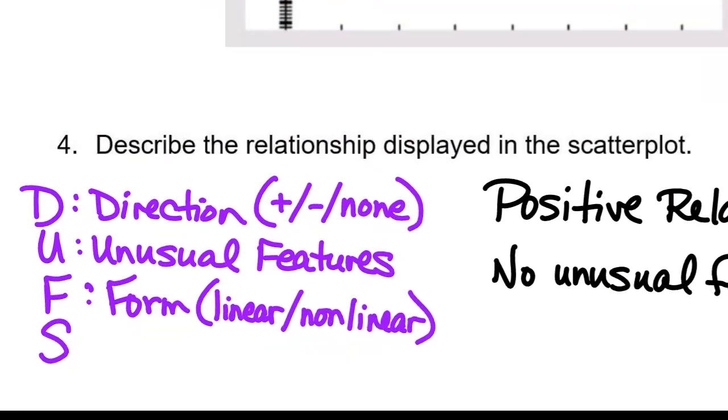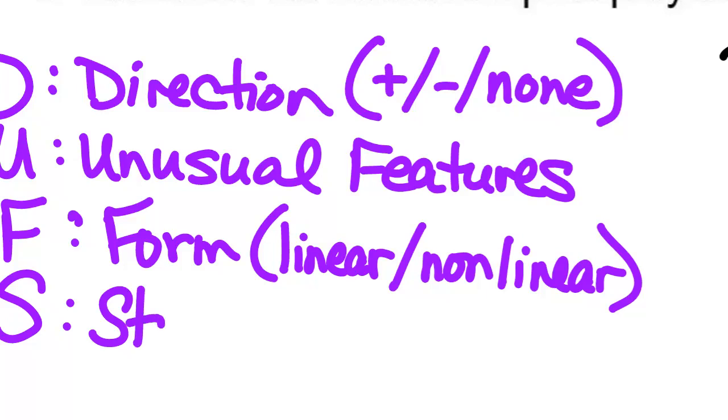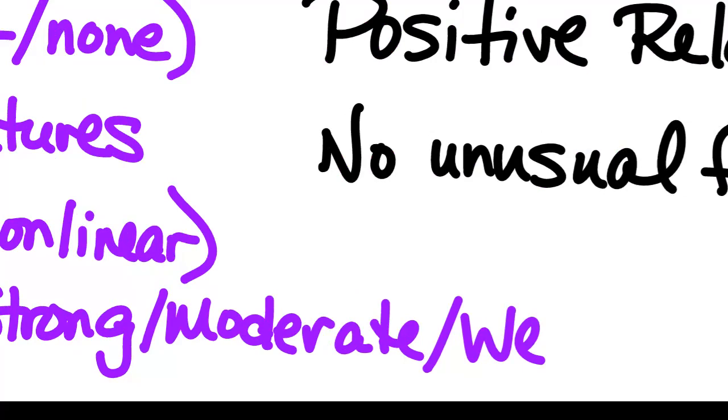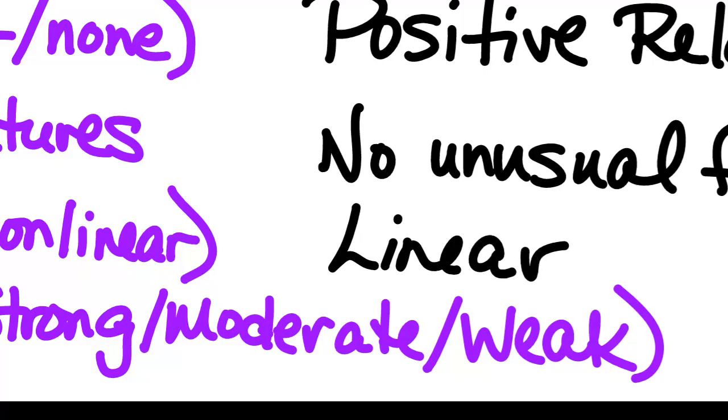And then S down at the bottom, this is the strength. So we have strong, moderate, and weak. So on mine, I would say that that is a pretty strong linear pattern, because while I can't take a straight edge and draw a perfect line through all those points, I see that general linear shape.